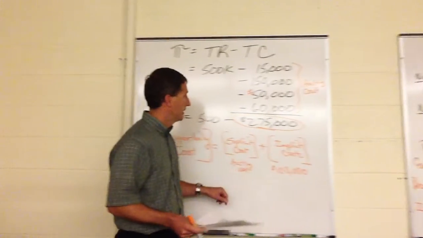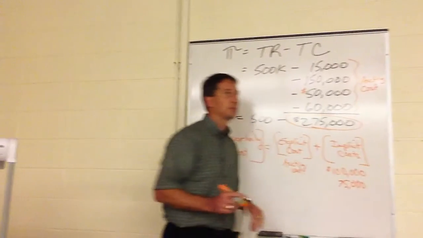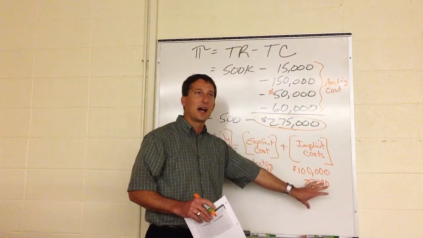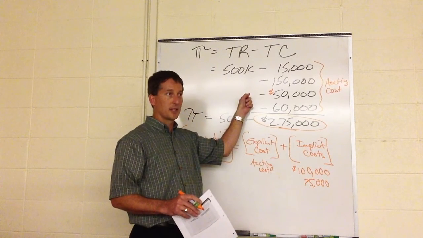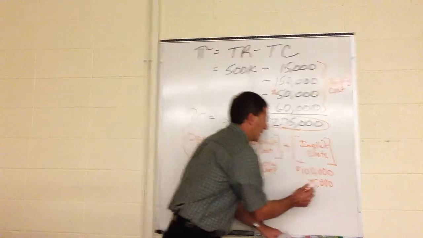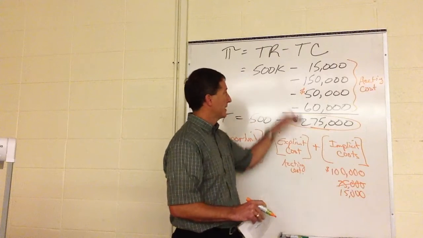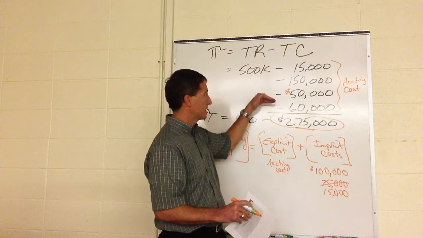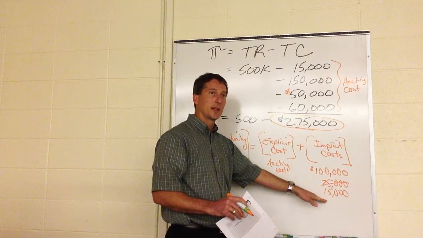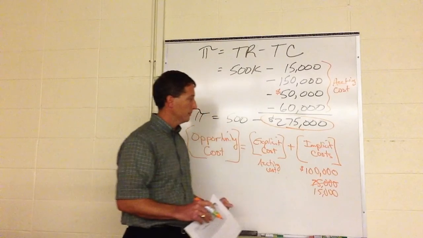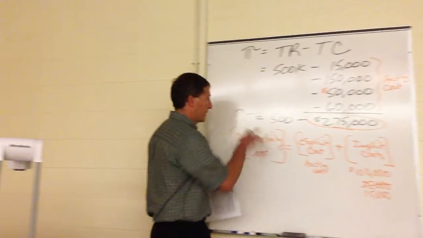The 75. Now, can we use the whole 75? Would it be appropriate to use the whole 75? No. Because why? He's paying himself 60 already. So what he's really missing out on is the extra 15. And now we've got his full opportunity cost calculated, because he's paying himself 60 and he's got 15 that he's missing out on.